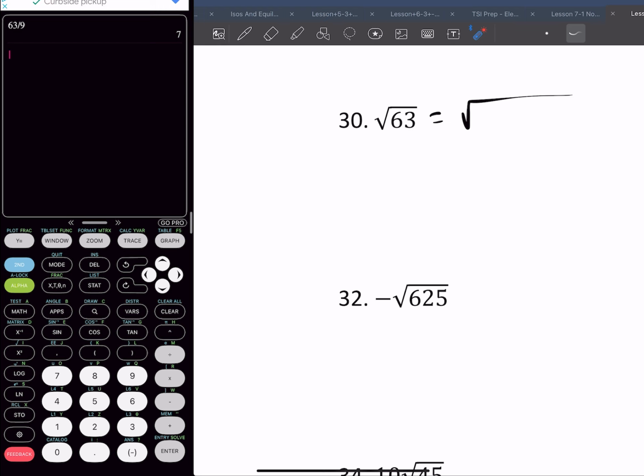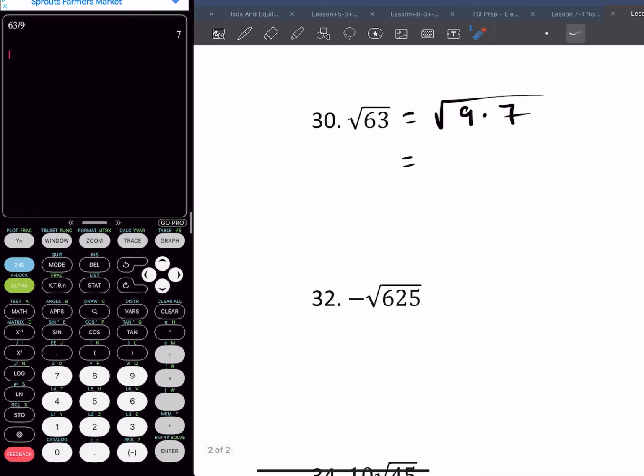What I can do is I will write my perfect square, which I chose 9, right? So I'm going to put 9 here times that little output from the calculator, 9 times 7. So now, let's take a look. Can I take the square root of 9? Yes, I can. The square root of 9 is 3. And that 3 is going to go outside of the radical, right? It's going to go outside of the radical.